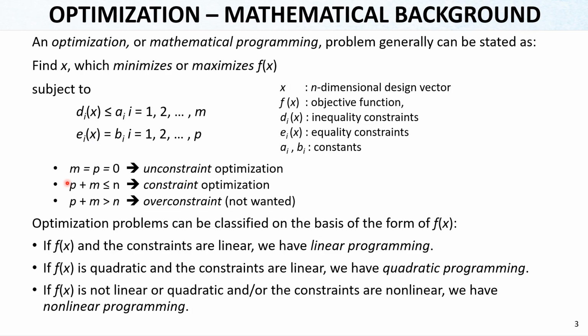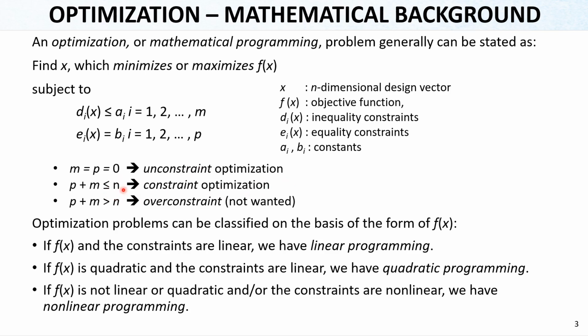So we have m and p values here, which are the number of constraints. If those are 0, then there is no constraint. That means we will have only a minimization or maximization problem. This is called unconstrained optimization. Also, we can have p plus m smaller than n. In this case, we have constrained optimization.